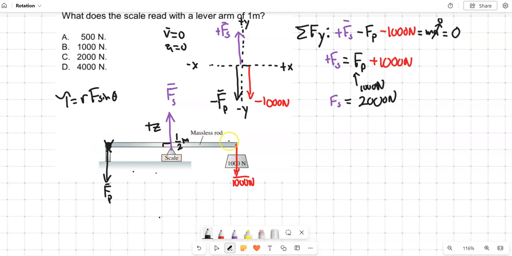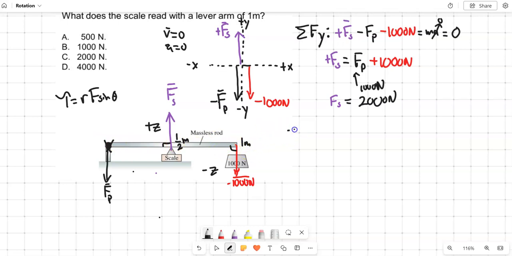All right, let's mark up this force. This force is also 90 degrees. This 1,000 Newton force is directed downwards, which would be spinning this lever arm clockwise. Okay, so that's going to result in a negative Z torque, and this force is located 1 meter out from the pivot point.